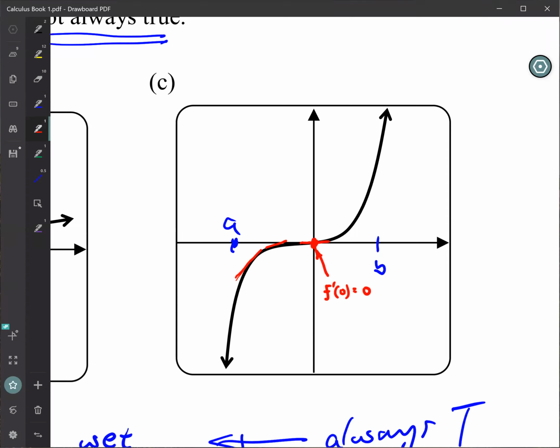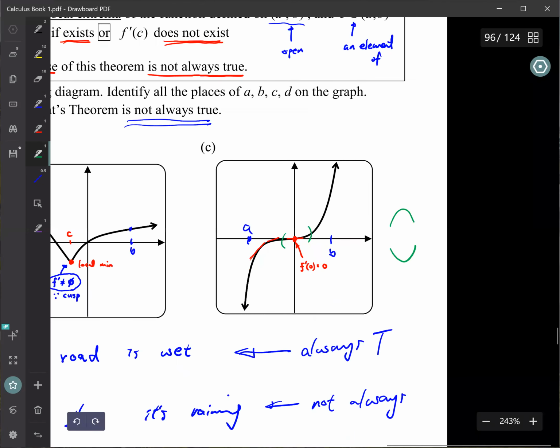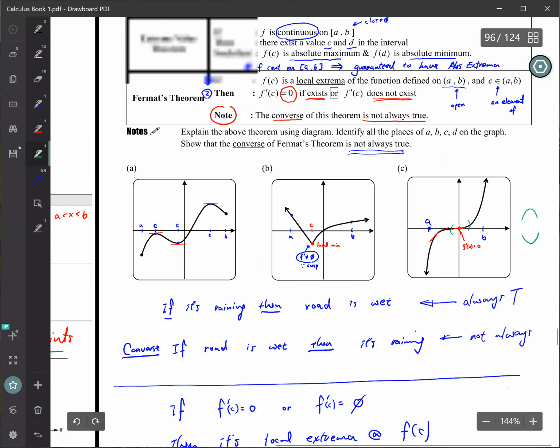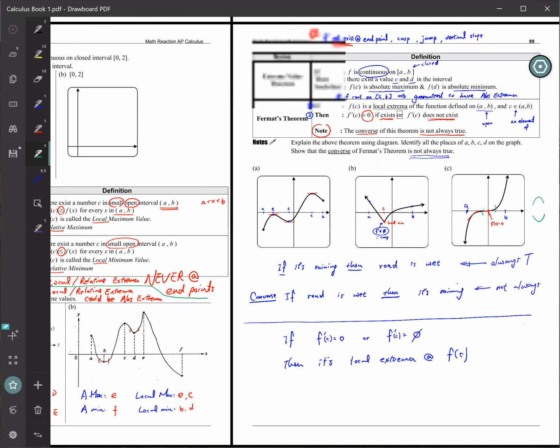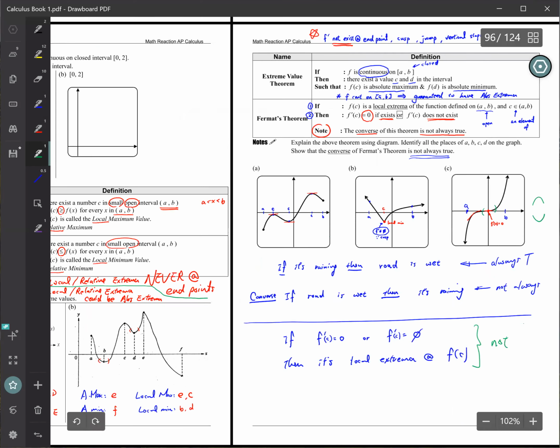No, because this is right in the middle. If we make a small interval, it's continuously getting higher, so it's not really like a hill or a valley. It has to be either a hill or valley to be a local max or min. So that's why the converse is not always true. However, it gives us sometimes true.